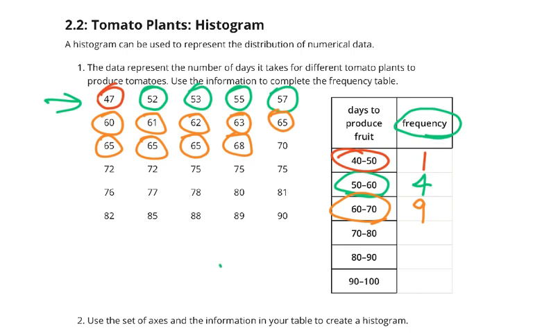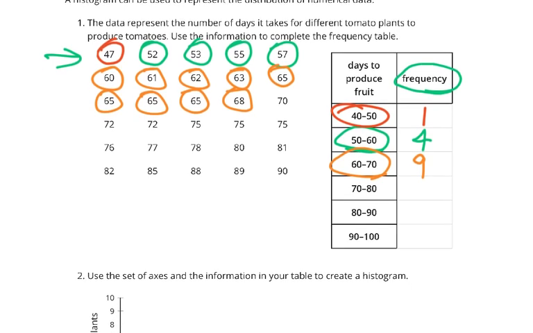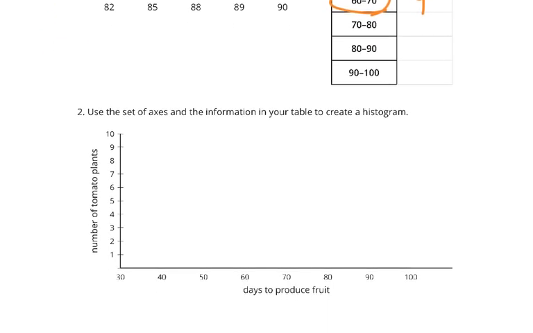Then based on that, you are going to create a histogram and use this set of axes. So between 40 and 50, again, I'll get you started. How many plants did we have between 40 and 50? We'll go back up to your table.